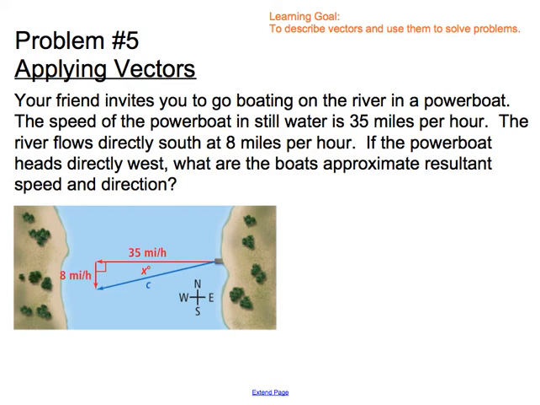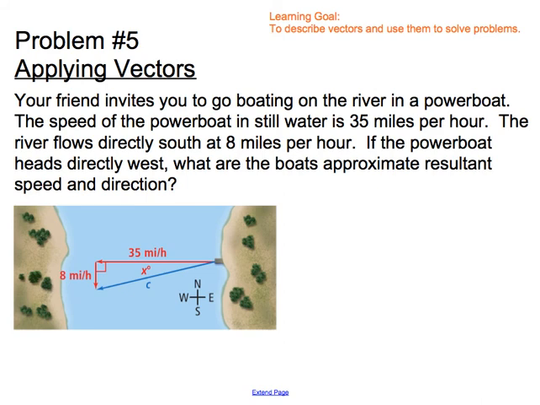Our final question today asks us to put it all together. So we have a friend that invites us to go boating on a river. The speed of the boat is 35 miles per hour in still water. The river is flowing directly south at 8 miles per hour. If the boat goes directly west, what are the boat's approximate resultant speed and direction? So here we have to find the length of the magnitude c, and to describe the direction we need to find the value of x.